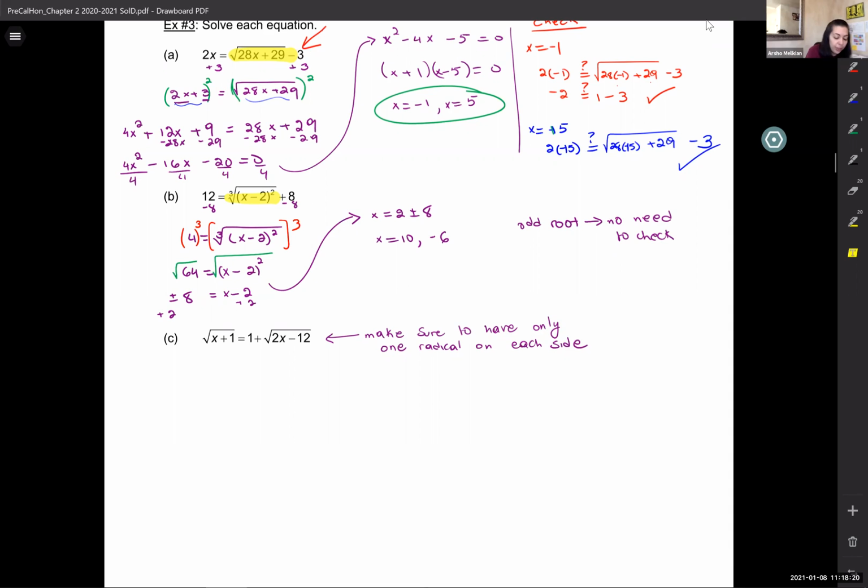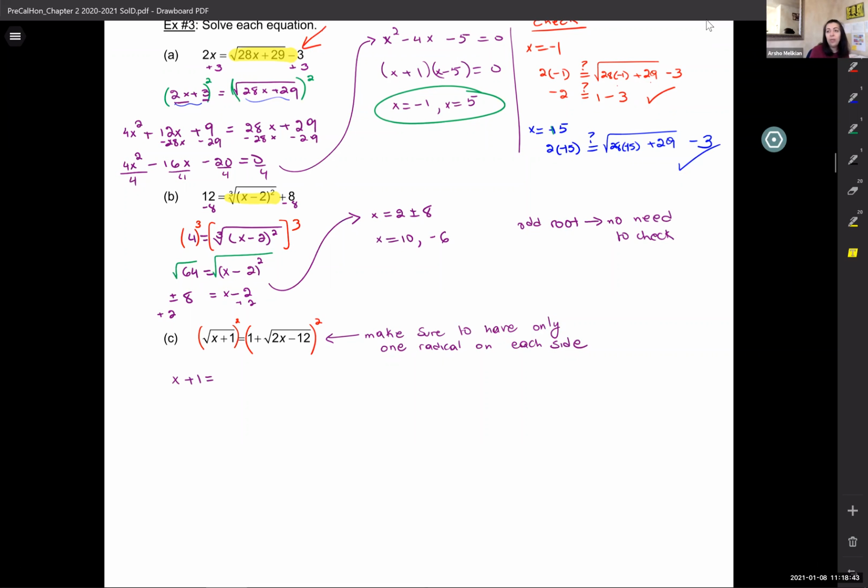Okay, here we go. We're going to square both sides. Okay, we're going to square the entire thing. All right, when I square the left-hand side, I just get x plus 1 equal to. Now I'm going to square the right-hand side.